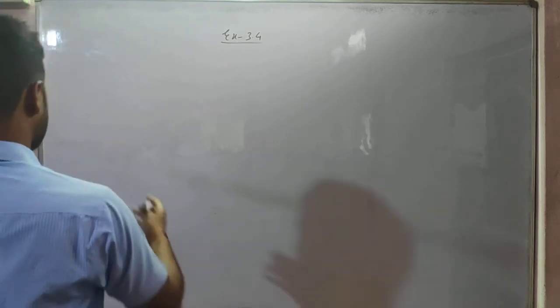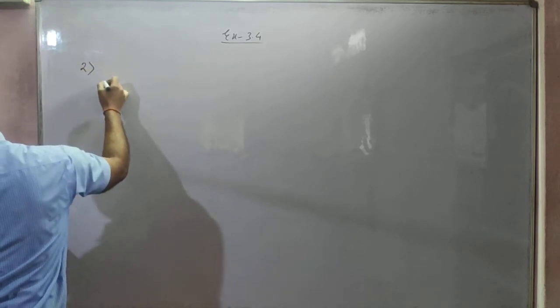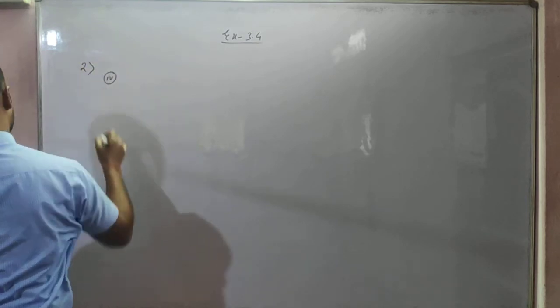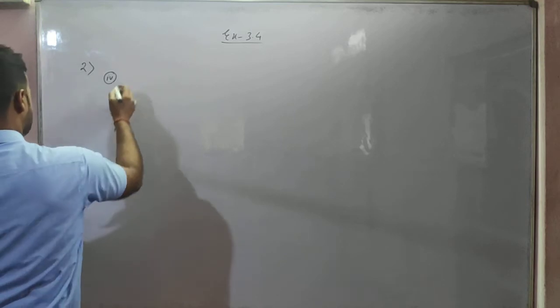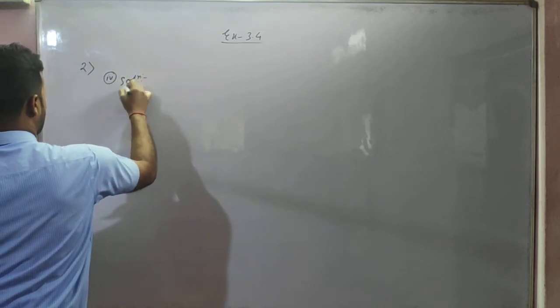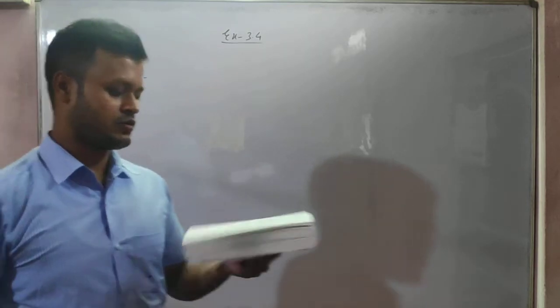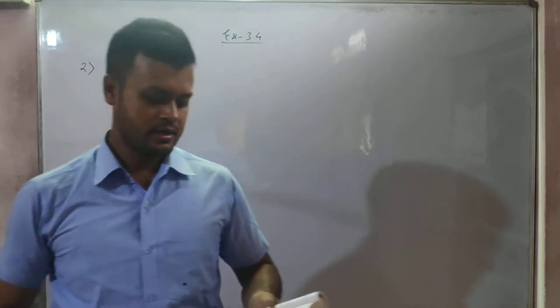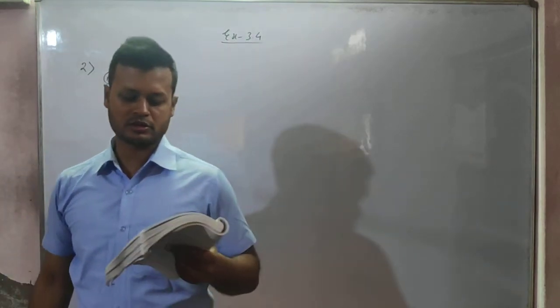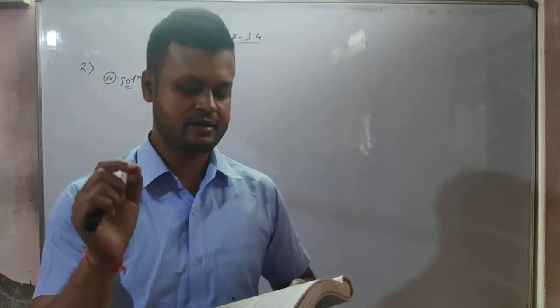Next students, let us see number 4. So Meena went to a bank to withdraw rupees 2000. She asked the cashier to give her rupees 50 and rupees 100 notes only.